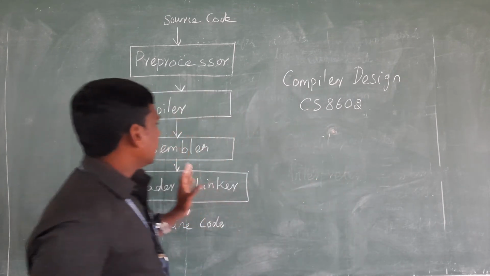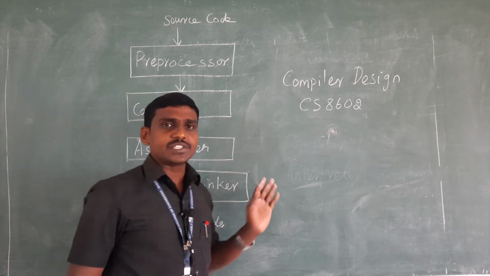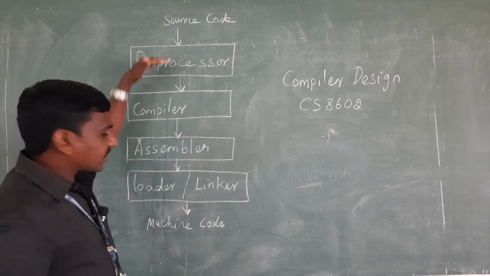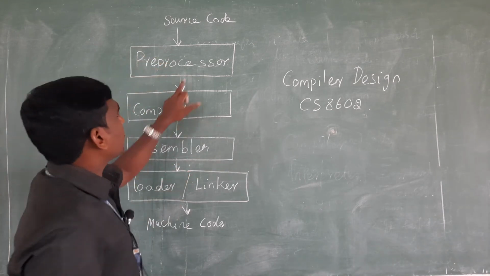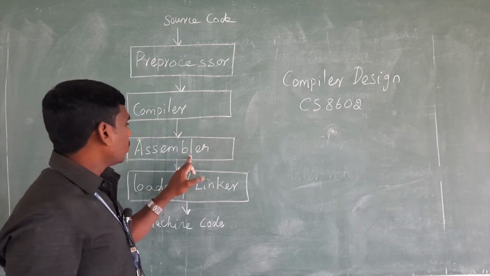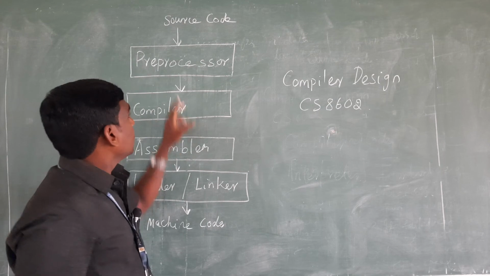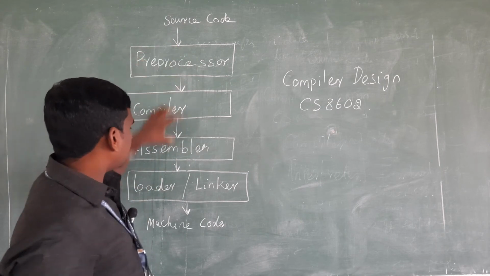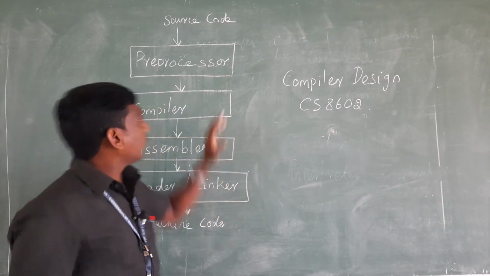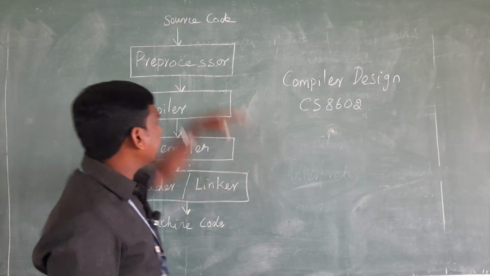Next one is the language preprocessing system. This is a very important question. This is the structure of the language preprocessing system. First one is the preprocessor, second is the compiler, third is the assembler, fourth is the loader and linker. This structure tells how to convert a source program into a machine level program. So we need these things.